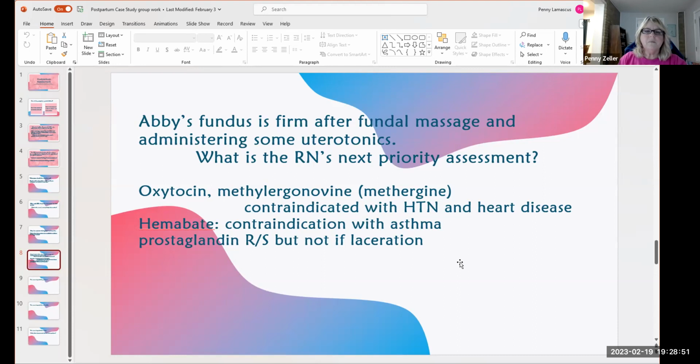Some contraindications for methylergonovine, remember, are blood pressure, any history of heart disease, high blood pressure, rhythm issue, valve, any kind of heart problem. We're going to avoid anything that causes an increase in blood pressure or heart rate. And then hemabate, it's just your asthma. Asthma. You're not going to give it.